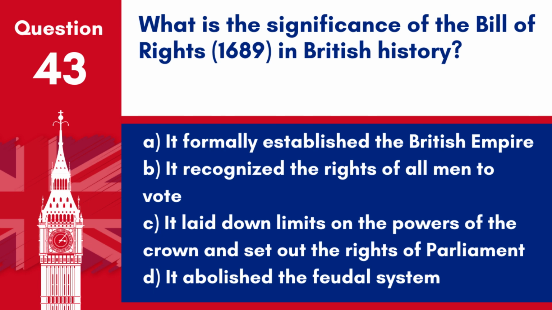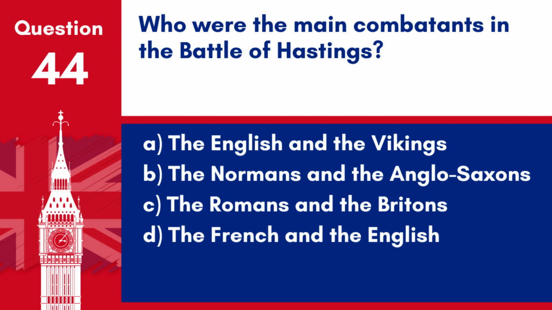Answer C. It laid down limits on the powers of the Crown and set out the rights of Parliament. The Bill of Rights, 1689, is significant for defining the constitutional monarchy in Britain and limiting the powers of the monarch.